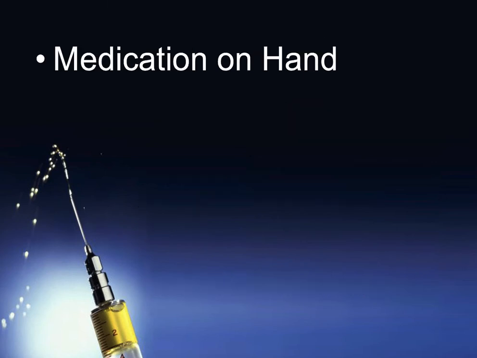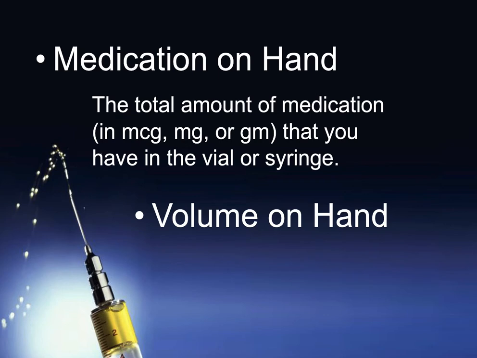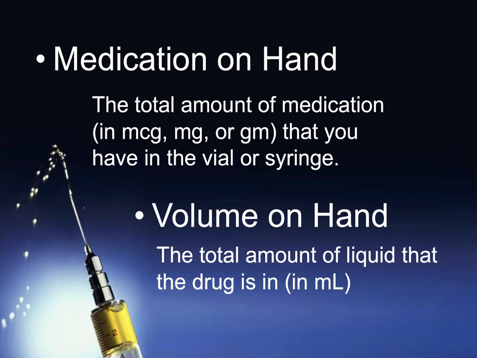The next thing we need to think about is the medication on hand. That term, on hand, means how much do you have? How much do you have in that vial that you're holding, in that syringe that you've drawn up, in the item that you're holding? That's the medication on hand, the total amount of micrograms, milligrams, or grams that you have. The next term is the volume on hand. In other words, how much fluid is there? How much total liquid is the drug in? So the medication on hand is the amount of micrograms or milligrams in there. The volume is the amount of liquid in there.